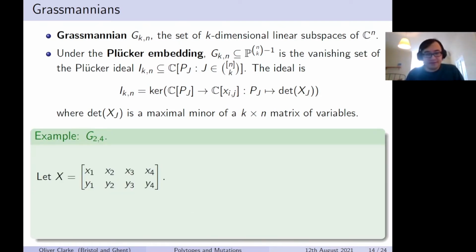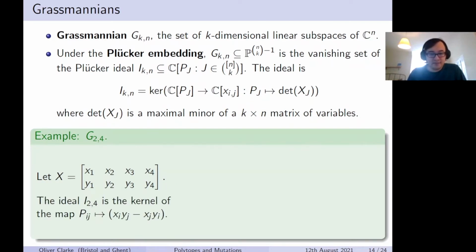So let's begin a running example. Grassmannian 2, 4. We take our matrix X to be this 2 by 4 matrix. And what's the Plücker ideal? It's going to be the kernel of this map that sends Pij to each of the 2 minors.